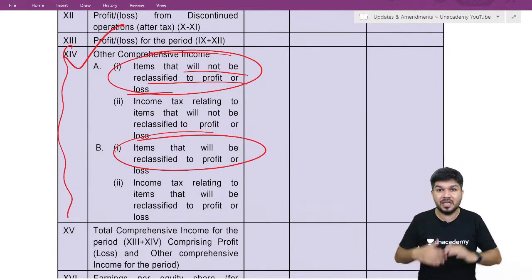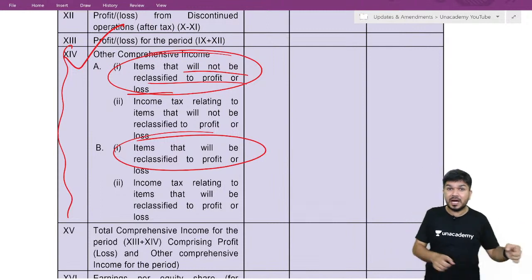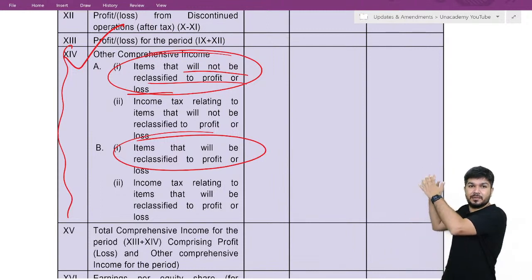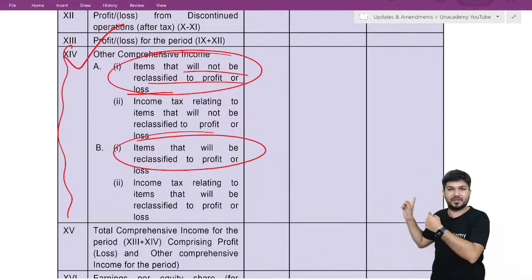Reclassified to P&L means once they are realized, it is removed from other equity and it comes in the statement of profit and loss, SOPL.